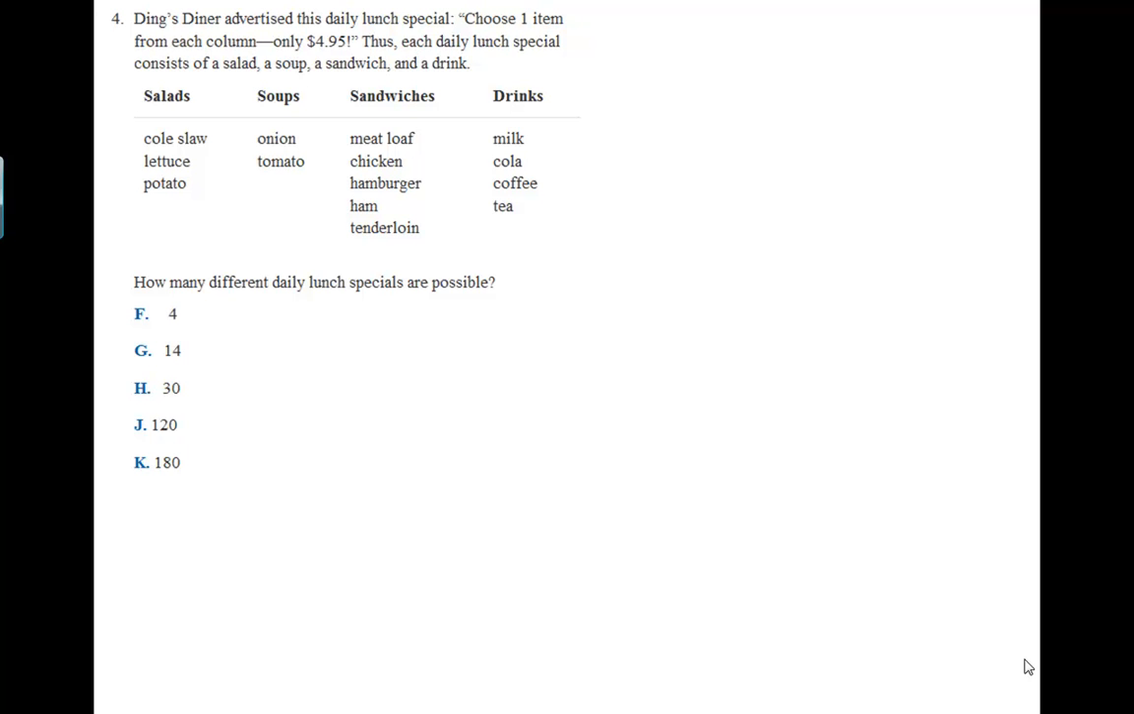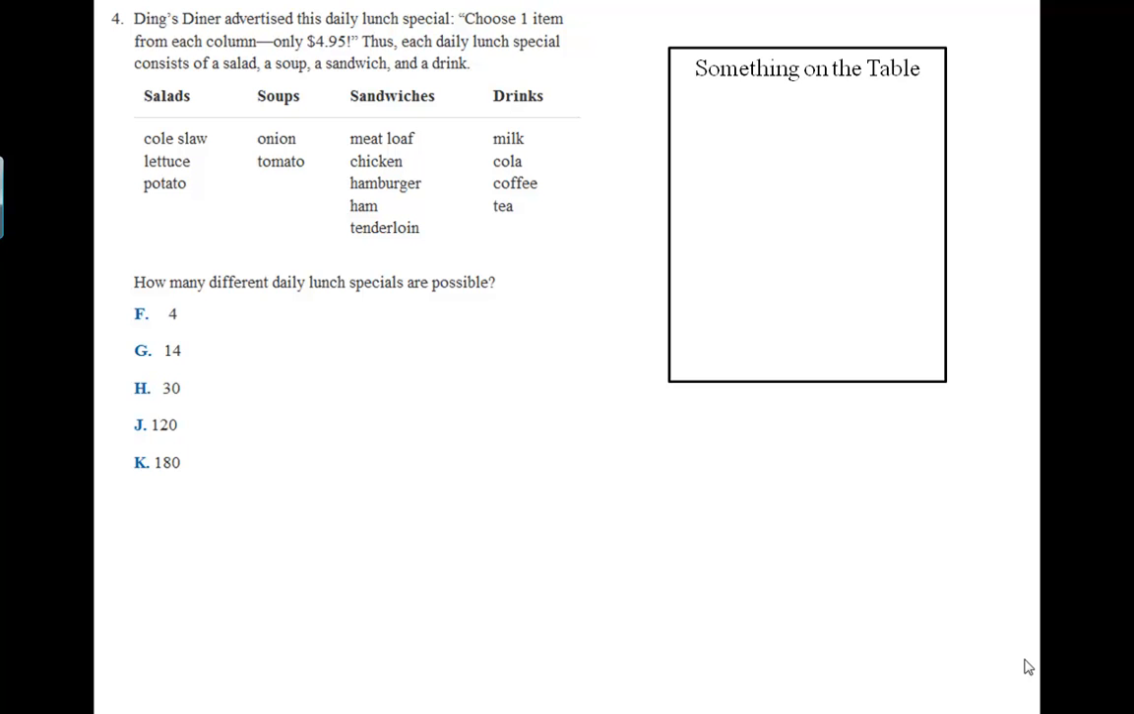Salads and soups and sandwiches and drinks. How many combinations can I have of these? Coleslaw, onion, meatloaf, milk. Coleslaw, onion, meatloaf, tea. Potato, onion, meatloaf, cola. You get the idea. It's impossible to count all those, though.